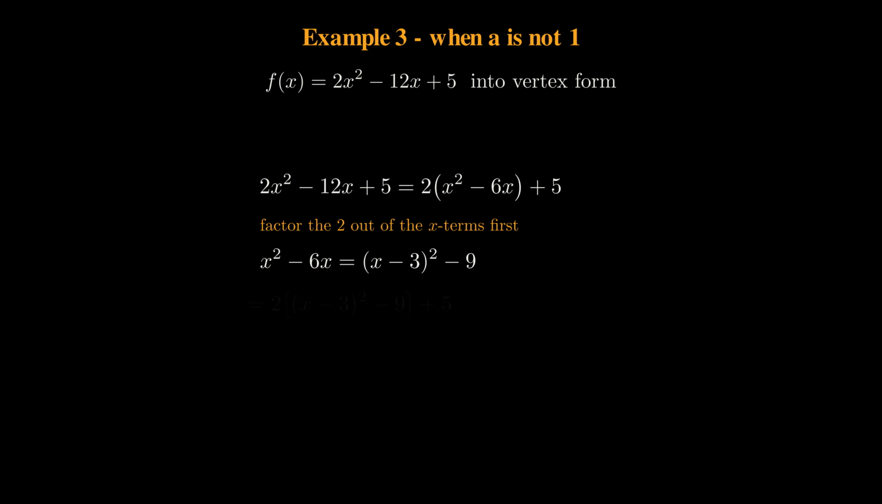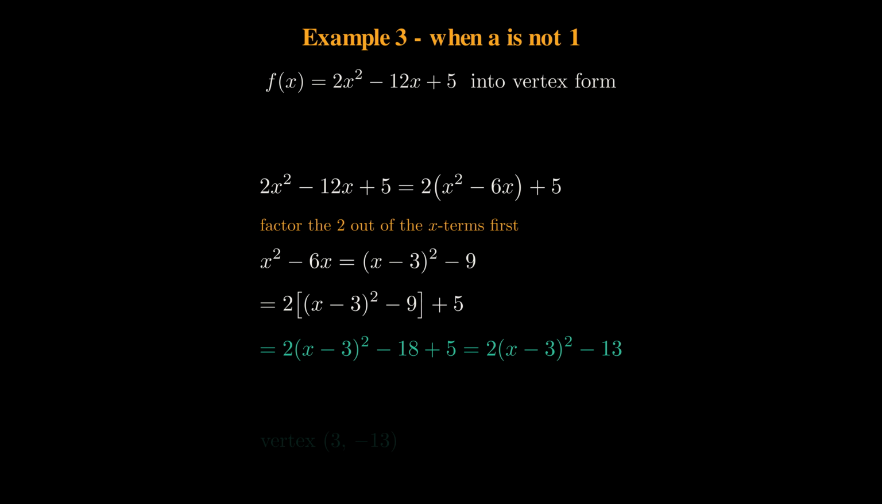Substitute that back in. 2 times the bracket x minus 3 squared minus 9, plus 5. Now expand the 2 across the bracket. And this is where marks vanish. The 2 multiplies the minus 9 as well, giving minus 18. Minus 18 plus 5 is minus 13. So f of x is 2 times (x minus 3) squared, minus 13, and the vertex is (3, minus 13).